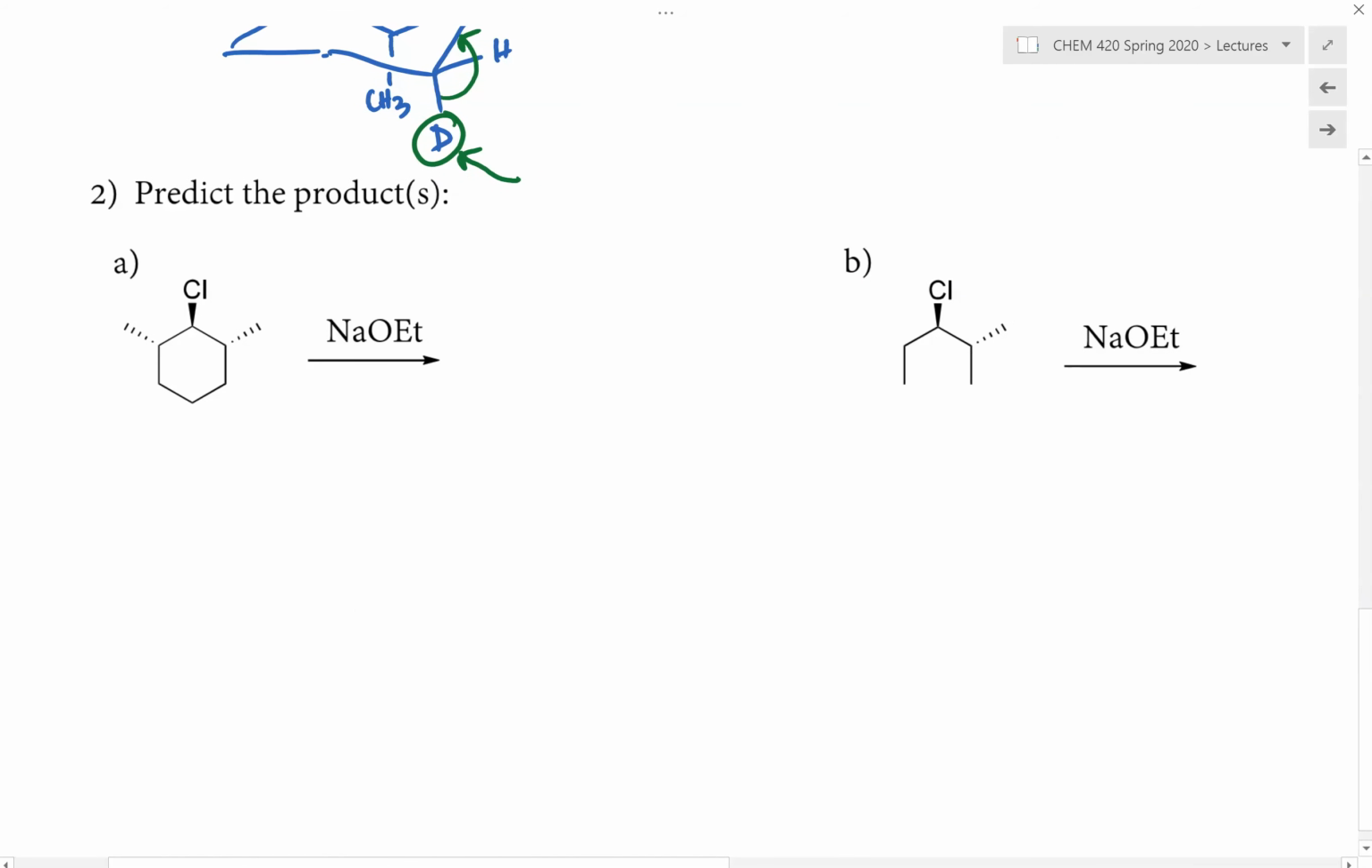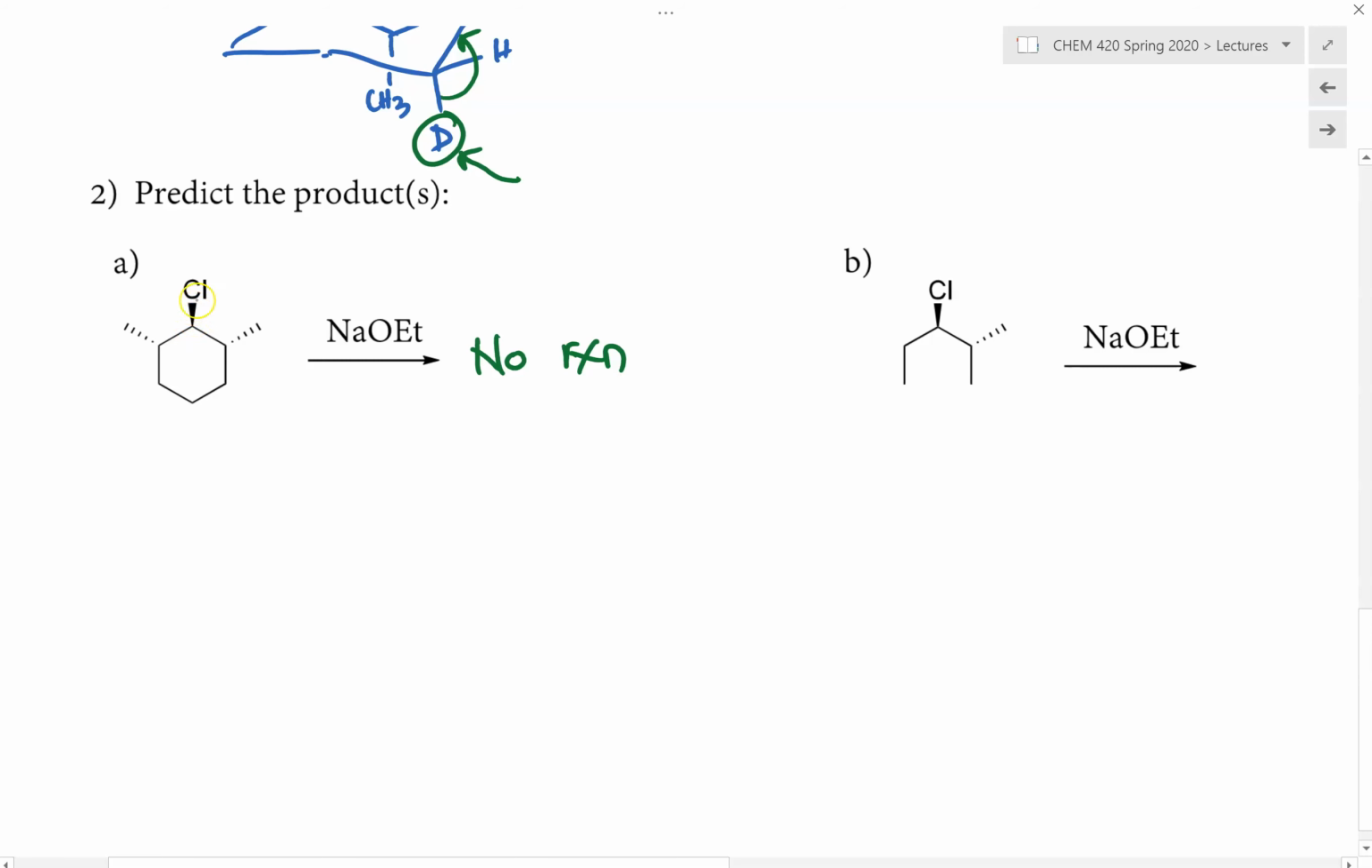And now let's try some additional practice problems. Predict the product of the following reaction. So when we take the substrate and react it with sodium ethoxide, what would be the products? In this case, there will be no reaction. Why no reaction? The reason is as follows.